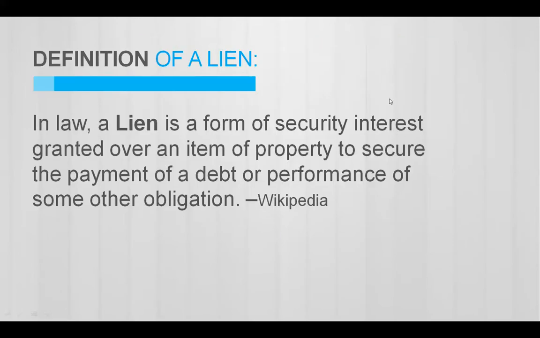Definition of a tax lien. In law, a lien is a form of security interest granted over an item of property to secure the payment of a debt or performance of some other obligation. Naturally, I pulled this off of Wikipedia. So the lien is the vehicle that is used to secure the debt, basically.